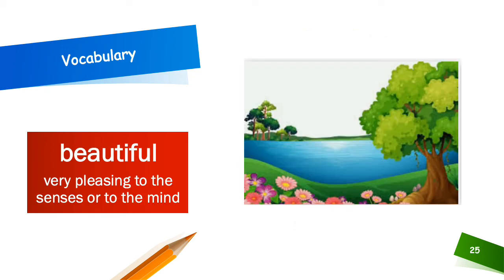Our final vocabulary word this week is beautiful. Say beautiful. Beautiful means very pleasing to the senses or to the mind. When I look at this picture, I see a beautiful landscape. I see gorgeous, colorful flowers. I see a shining lake. I see trees that are blooming. This picture is beautiful.